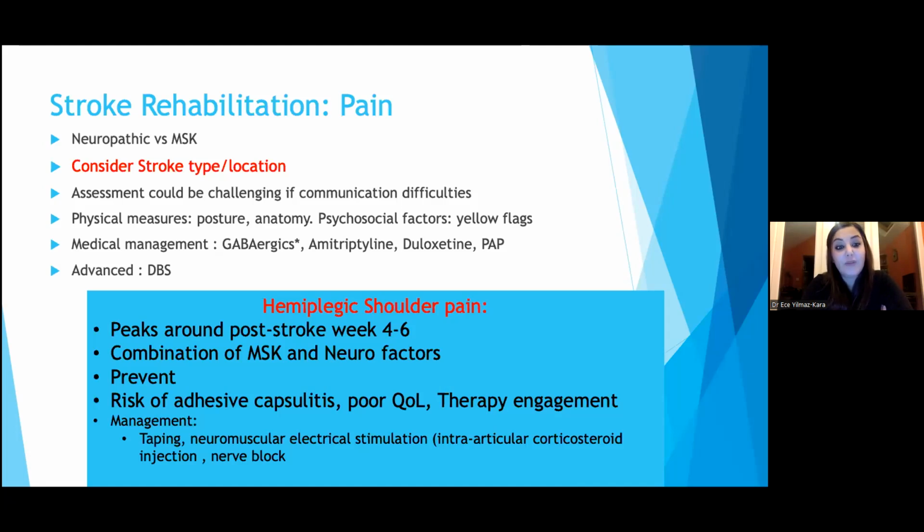The first goal is prevention: positioning, posture, support. There is a risk of adhesive capsulitis, which would then lead to poor quality of life, poor therapy engagement, and overall be very discomforting for our patients. In management, we would do taping, electrical stimulation, and also consider steroid injections and nerve blocks as appropriate. But that's again a multidisciplinary approach, and you always start with physical measures.